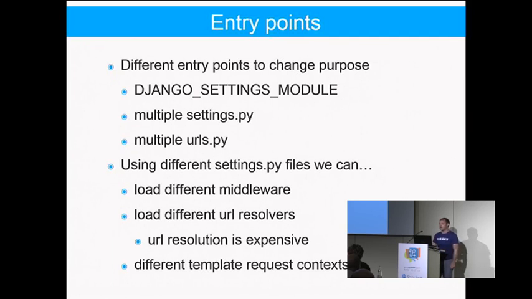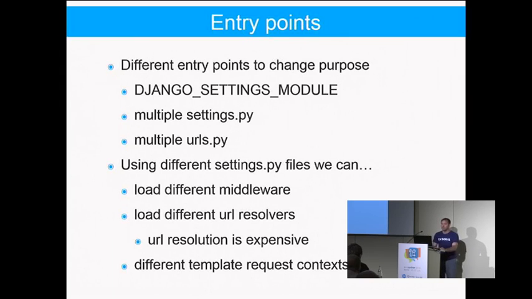Template request contexts, I don't think they're lazy loaded. So if you put something that you want in one of your templates in a global request context, like if you're setting that up in a middleware or something, that's going to execute every time. And so even if you're using it like 80% of the time, 20% of the time, that's wasted cycles, wasted I/O. So being able to separate that out per service.